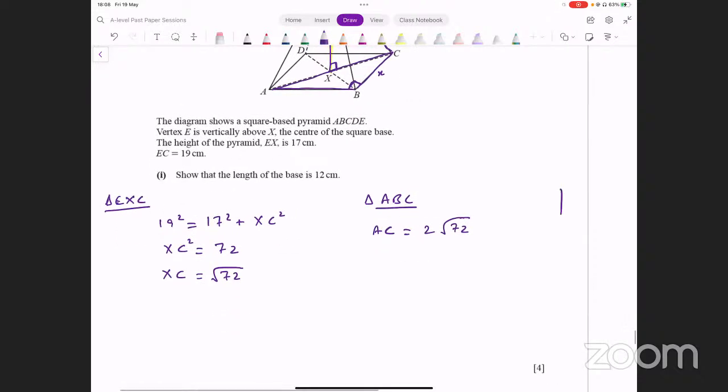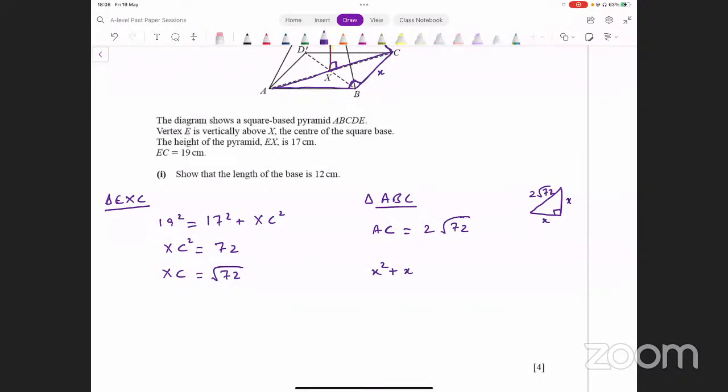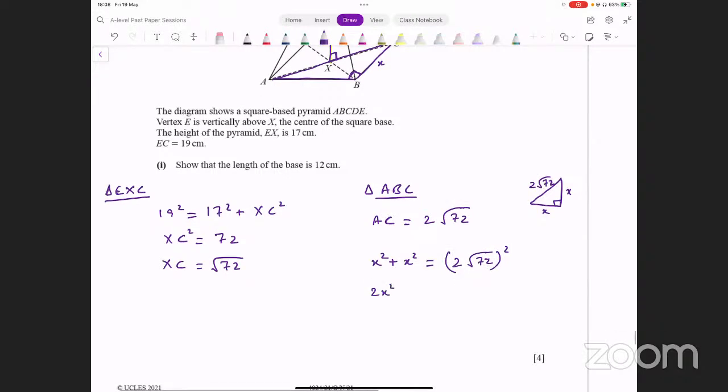What about x now? So we have a triangle like this. इस triangle को मैं यहाँ पे अगर साइड पे बनाऊं, ये लेंथ x है, ये लेंथ x है, और ये लेंथ कितनी है? 2 square root of 72. We can find the length of x here. We can use Pythagoras here again. We can say x squared plus x squared should equal 2 into square root of 72 का whole squared. And that should give you the value for x. On the left side, we have 2x squared. On the right side, we get 4 into 72.